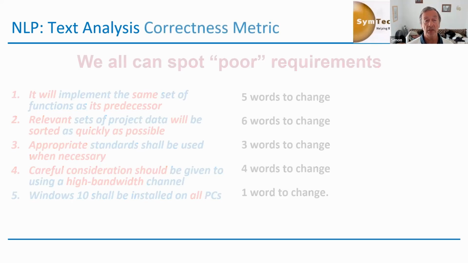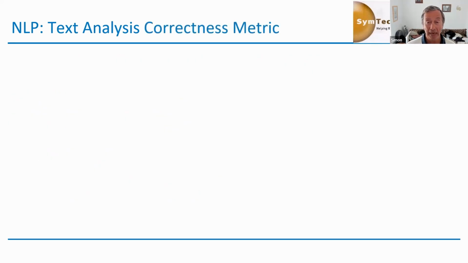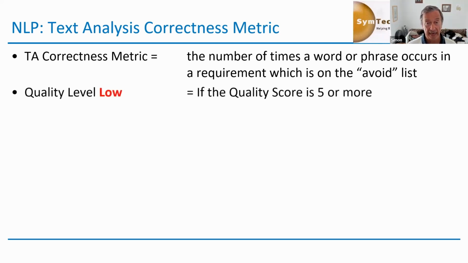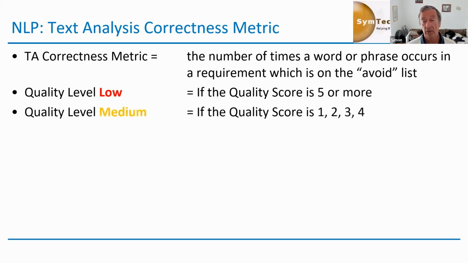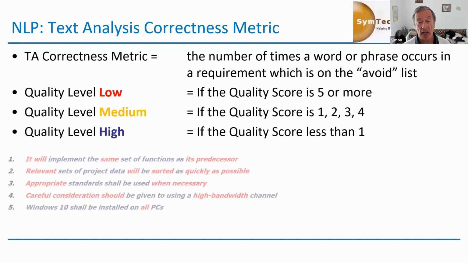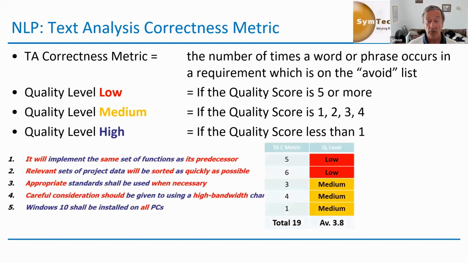Now, I'm going to define a correctness metric, a measure of how correct it is. It's the number of times a word or phrase occurs in a requirement which is in the avoid list. If the quality score is 5 or more, then that's a low quality requirement. If it's 1, 2, 3, or 4 words to avoid, that's medium. If there aren't any, 0, then that's high quality. That's my low, medium, and high criteria. And we can now measure.